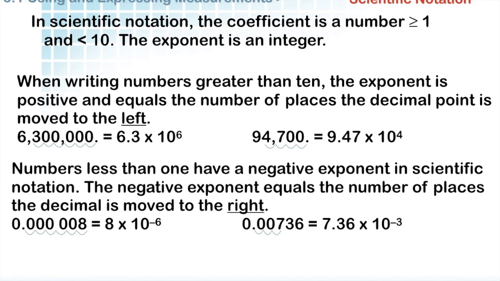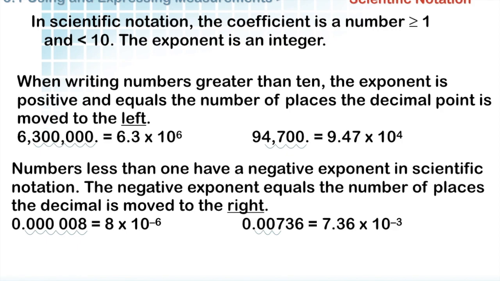When you write numbers that are greater than 10, the exponent is going to be positive, and that equals the number of places the decimal point is moved to the left. So if I take 6,300,000 and I move that decimal from the right side to between the 6 and the 3 to make it a 6.3, I will have moved it 6 spaces to the left. That's why the exponent is 6. 94,700, that decimal, when it goes between the 9 and 4, I'm moving 4 spaces to the left, so my exponent is 10 to the 4th, which means 10,000. 10 to the 6th means a million.